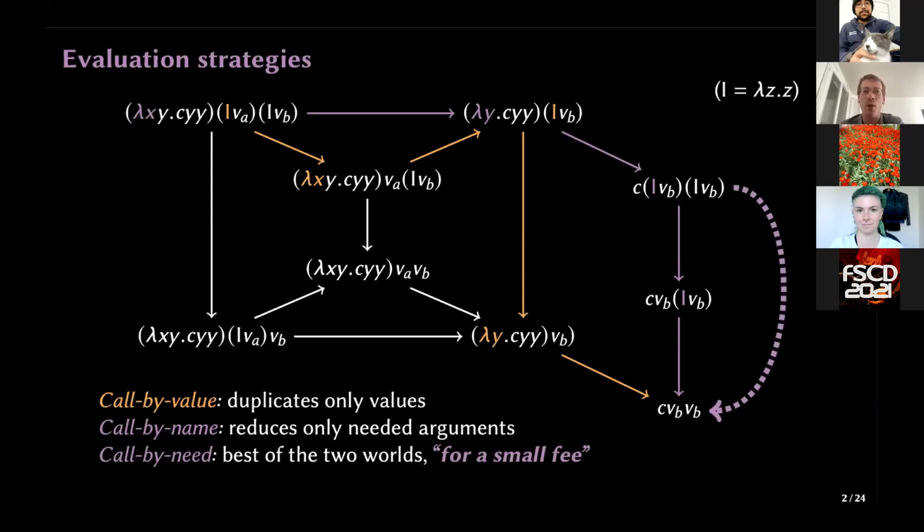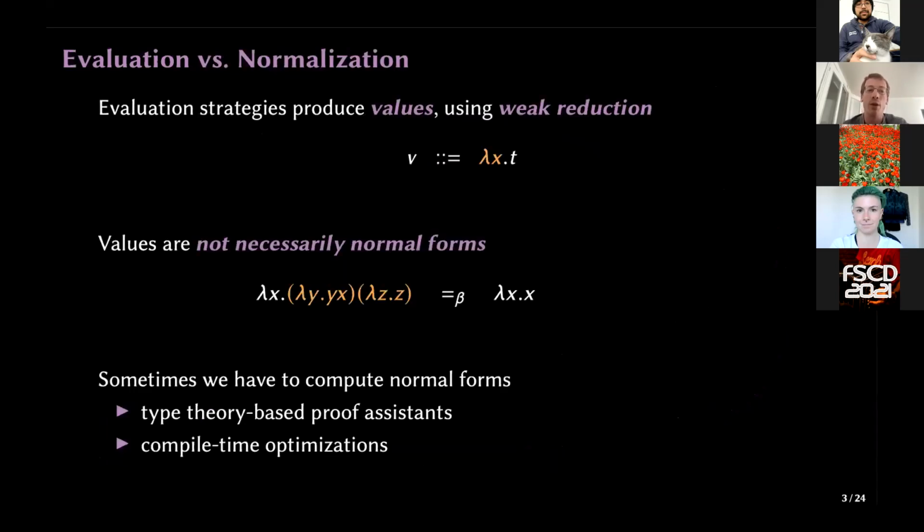A common point between all these strategies is that they are concerned with evaluation, that is, producing values. A value in the lambda calculus is just a lambda abstraction with anything inside. So in this setting, we do not care about what is inside a lambda abstraction. We do not even reduce what is under a lambda abstraction. We operate in what is called weak reduction. And these values are not necessarily normal forms. We allow anything to be inside the lambda abstraction.